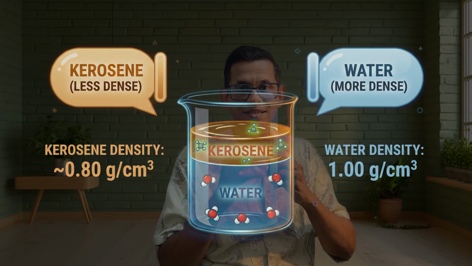Now we know that kerosene has less mass density, so the kerosene will float. So here it is proved that kerosene is lighter than water because of the lower mass density, whereas water has higher mass density, so water will actually sink at the bottom.